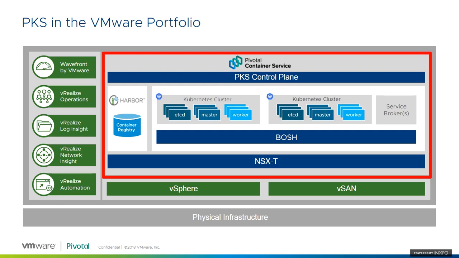So to end here, before I hop over to the demo, just real quick, PKS and the whole VMware portfolio. Everything in this red box is PKS. So if you quote unquote purchase PKS, you get all this stuff. You get a Harbor container registry if you want to use that. You get entitlements to use NSX for Kubernetes workloads. You get BOSH, of course, that big control plane. That can all run on top of vSphere and vSAN in addition to public clouds.